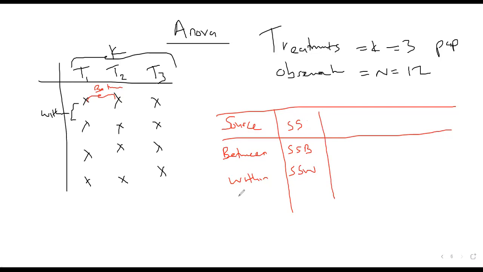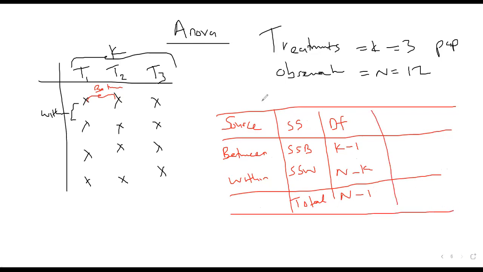Then we also have the degrees of freedom. The degrees of freedom for between is given by k minus 1. The degrees of freedom for within is given by n minus k. And the degrees of freedom for the total, you just add these two, which will give you n minus 1.